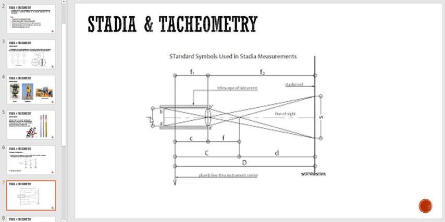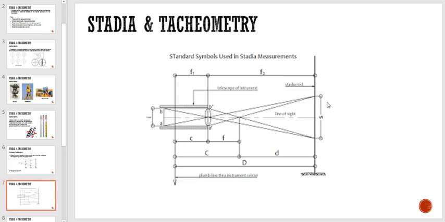So for this particular setup, the line of sight of the telescope is horizontal and the Stadia rod is held vertical at the distant point. So it is set up on a horizontal line. The apparent locations of the Stadia hairs on the rod are points A and B. So this is point A and this is point B. And the Stadia interval is S.